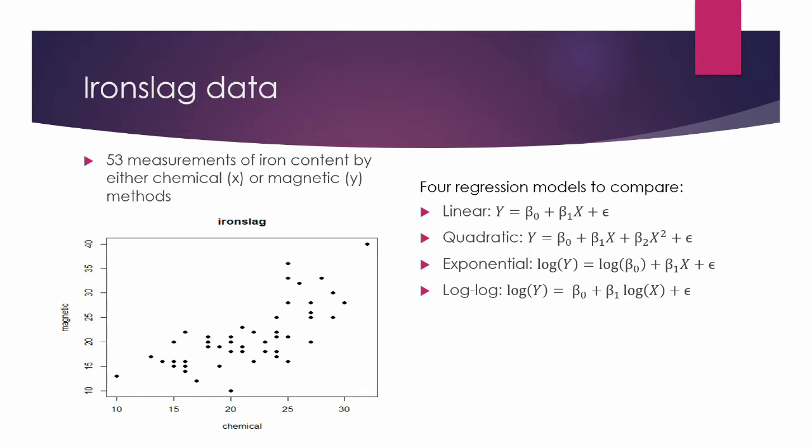Here's the data we'll be using. This comes from the DAAG package and can be found in the textbook on page 208. The chemical and magnetic variables represent 2 different methods of measuring the iron content in slag, which is a waste product from refining or smelting ore. And there are 4 different regression models that we are interested in comparing: a linear fit, quadratic, exponential, and a log-log fit.